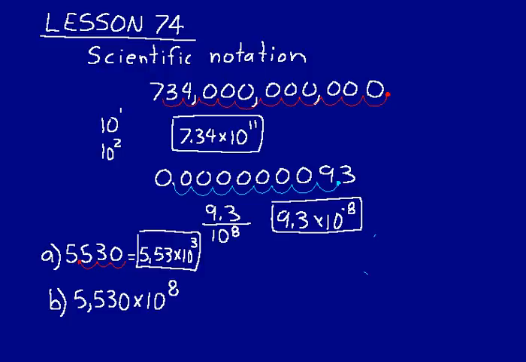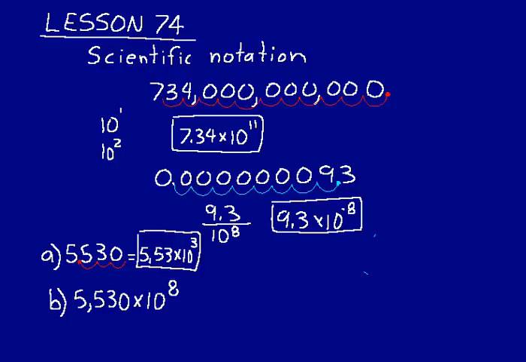Look at practice problem B. 5,530 times 10 to the 8th. I want you to write that in scientific notation. Well, you might be thinking to yourself, it already is in scientific notation. What do I have to do to it? Well, it's not in standard form for scientific notation. Standard form means the decimal point is to the right of the first non-zero number.